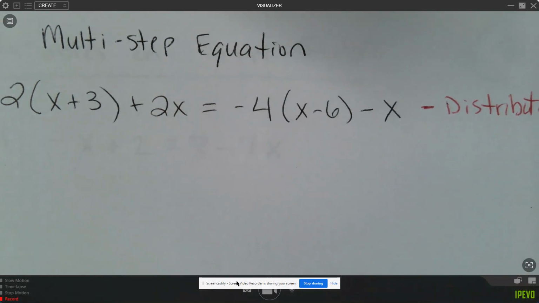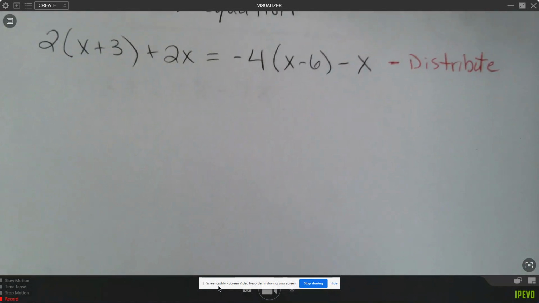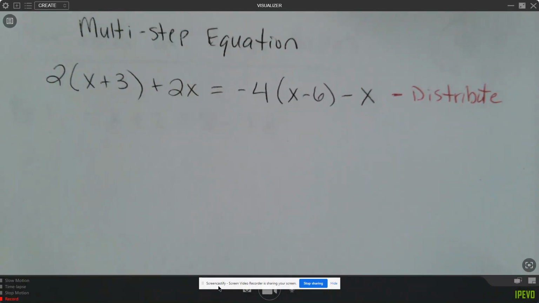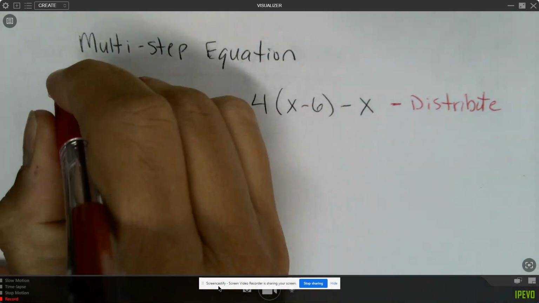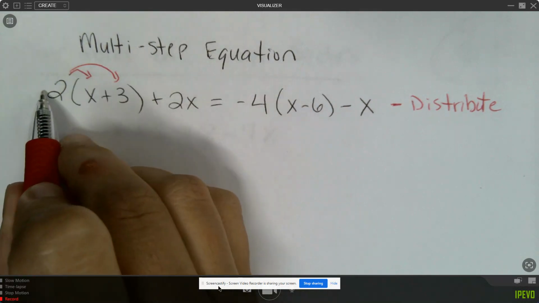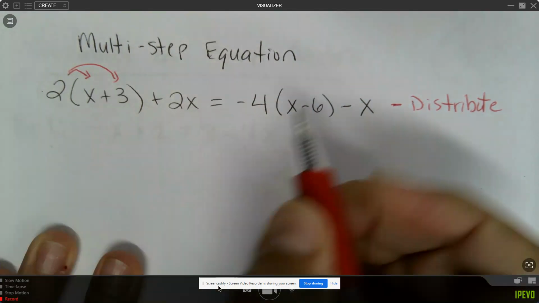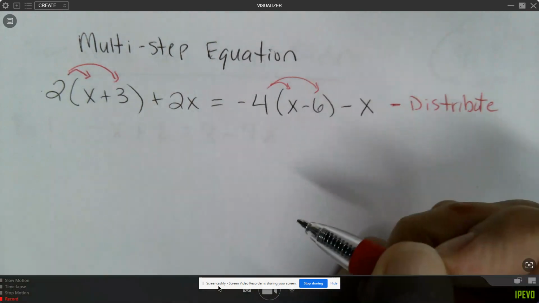All right, so we're going to distribute. So that's what you want to do. Make it a little bit smaller so you can see that. The distributive property means you're going to be multiplying whatever is physically touching the outside of the parentheses. Remember, the sign goes with it. So in this case, it's a positive 2. In this case, it will be a negative 4. And I'm going to distribute it through the parentheses.